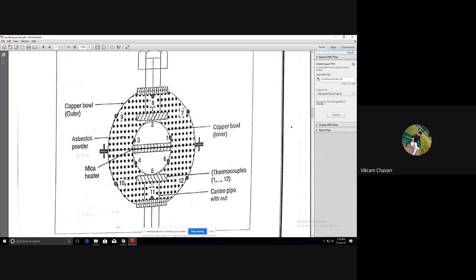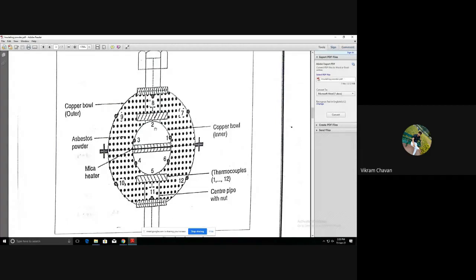We are providing the electric supply to this heater. The heater's main function is to generate heat, to convert the electrical energy into heat energy, and it will transfer the heat first of all to the inner sphere surface. On this inner sphere surface, we have placed 6 thermocouples: 1, 2, 3, 4, 5, 6. These 6 thermocouples will measure the temperature of the inner surface.